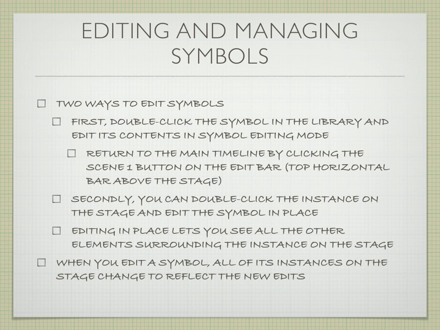There are 2 ways to edit the symbols. First, you can double-click the symbol in the library and edit its contents in symbol editing mode. You can return to the main timeline by clicking the Scene button on the edit bar above the stage. Secondly, you can double-click the instance on the stage and edit the symbol in place. Editing in place lets you see all the other elements surrounding the instance on the stage. When you edit a symbol, all of its instances on the stage change to reflect the new edits.